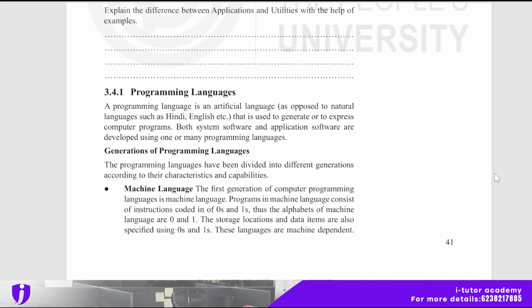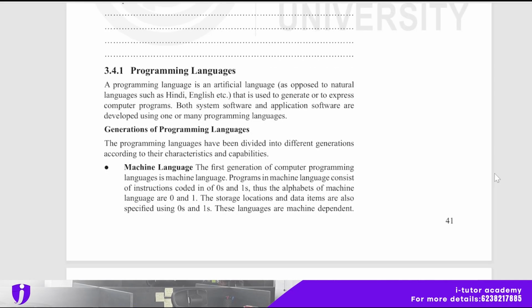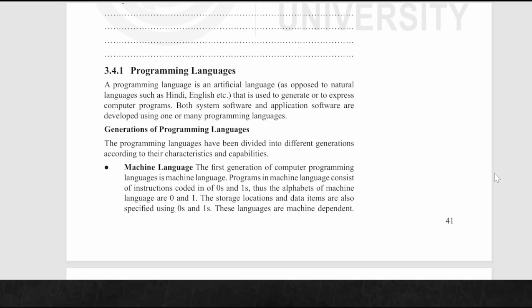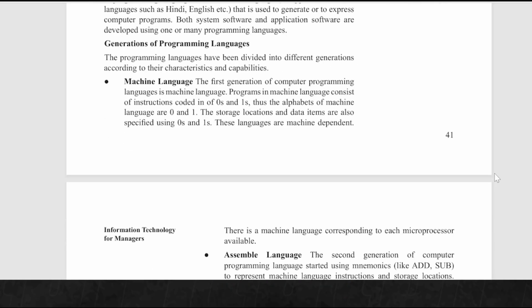Generations of programming languages: programming languages have been divided into different generations according to their characteristics and capabilities. Machine language, the first generation of computer programming language. Programs in machine language consist of instructions coded in zeros and ones. Thus the alphabet of machine language is 0 and 1.